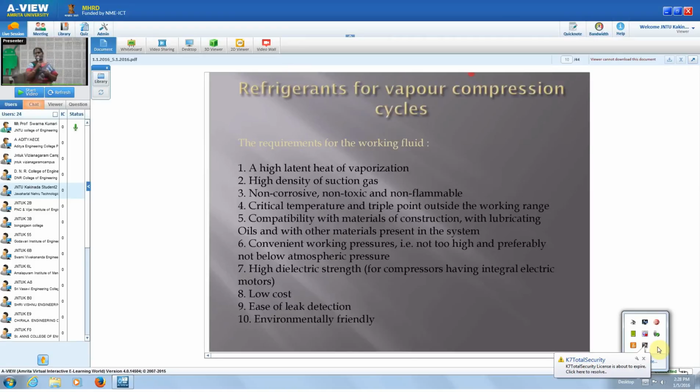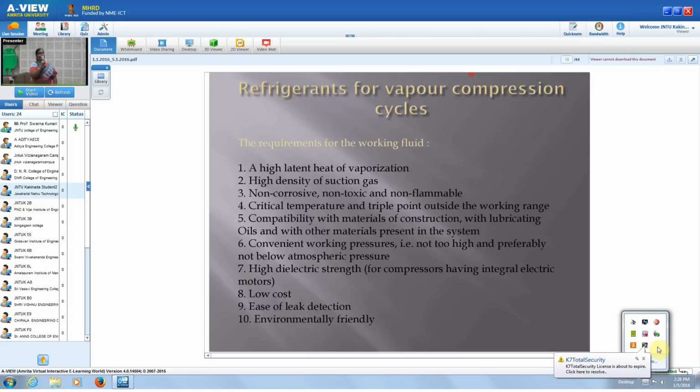And the refrigerants for vapor compression cycle. For vapor compression refrigeration, different types of refrigerants can be used. The minimum properties required for the working fluid or the refrigerant is it should have high latent heat of vaporization. Whenever it has a high latent heat of vaporization, more heat can be taken away from the evaporator, that is to be refrigerated.